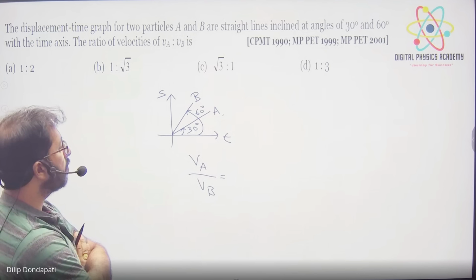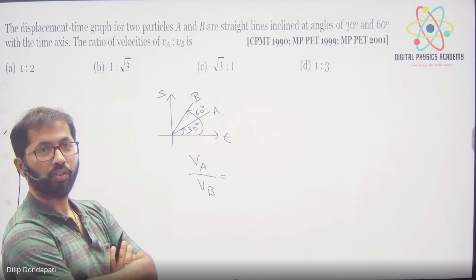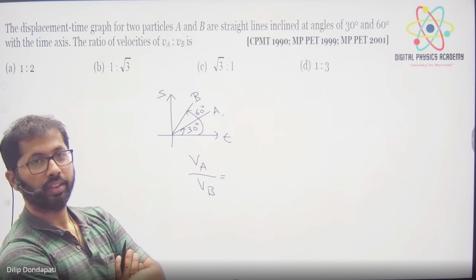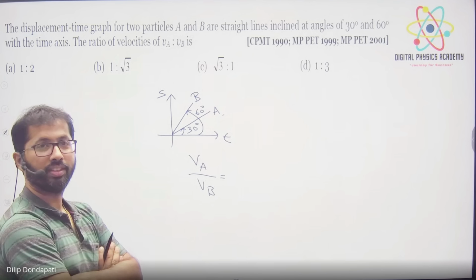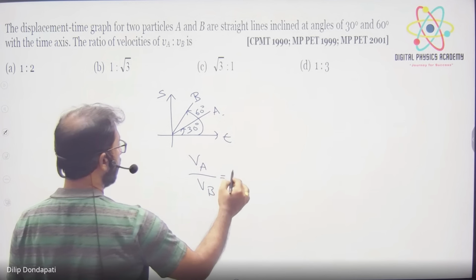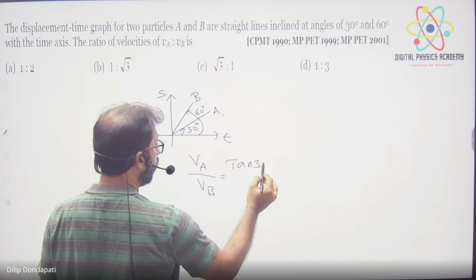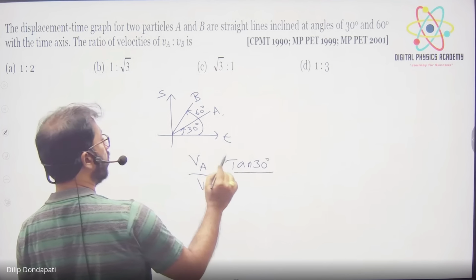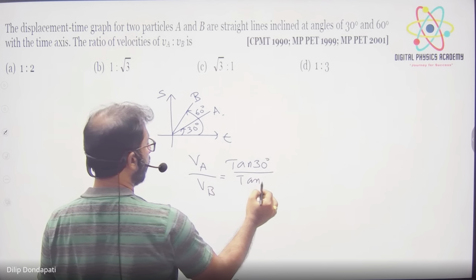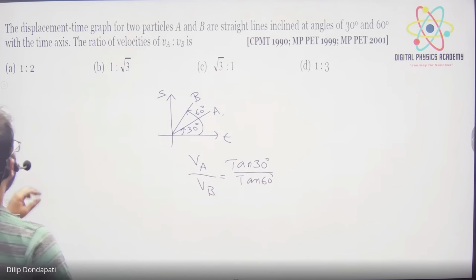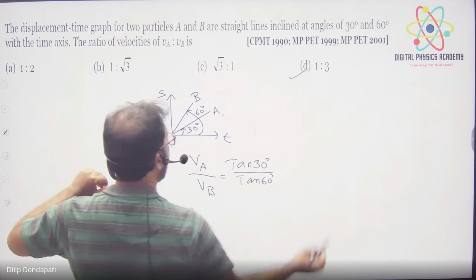A displacement time graph is given, and we have to find the velocity. It's 1:3. Why? Because tan theta is nothing but the slope. Tan 30 by tan 60, I told you that's why tan theta is the slope. Dividing them, you get 1:3 as the answer.